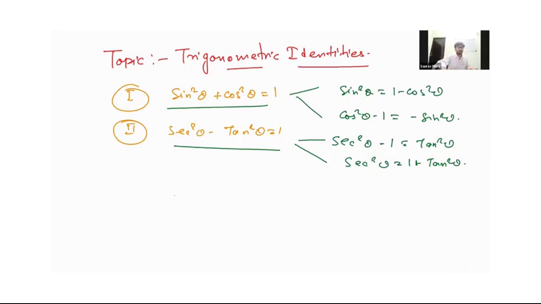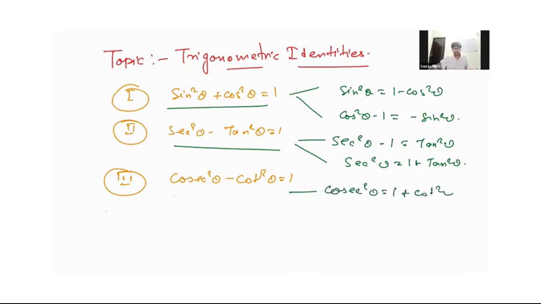Now the third identity you should remember is cosec square theta minus cot square theta is equal to 1. From here you can derive the value of cosec square theta. It will be written as 1 plus cot square theta. What will be the value of cot square theta? It will be cosec square theta minus 1 is equal to cot square theta.